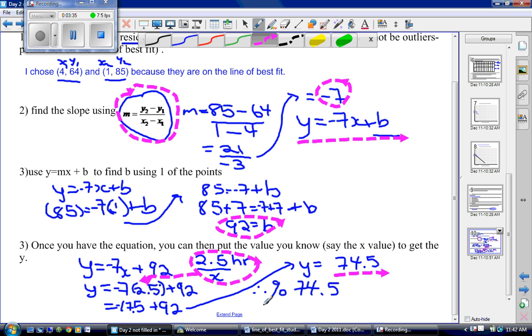So if you do your math wrong, and it doesn't look like your estimate from your graph, you know you've made a mistake. And that's the end of that lesson, and we'll do some more work tomorrow.